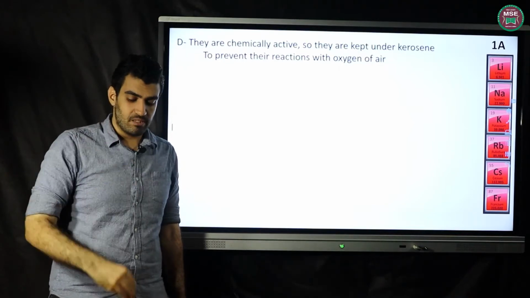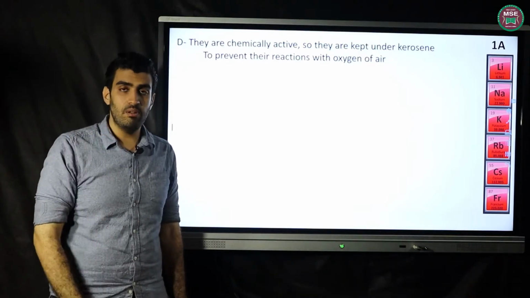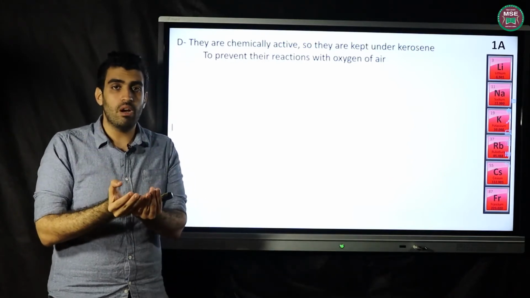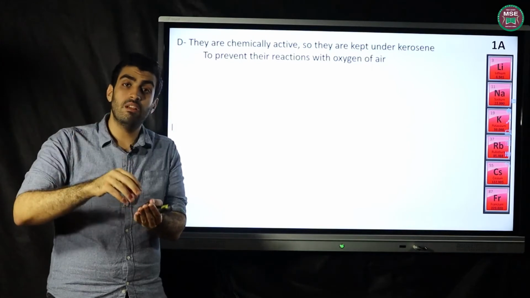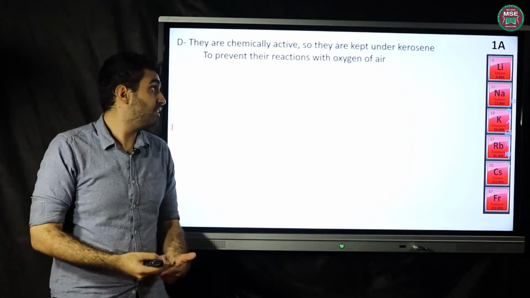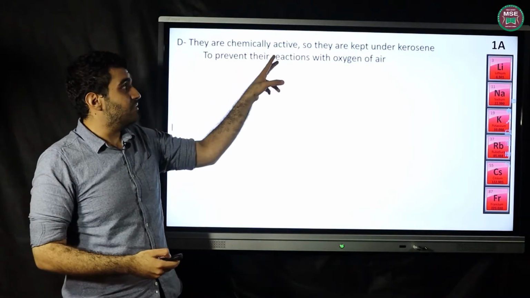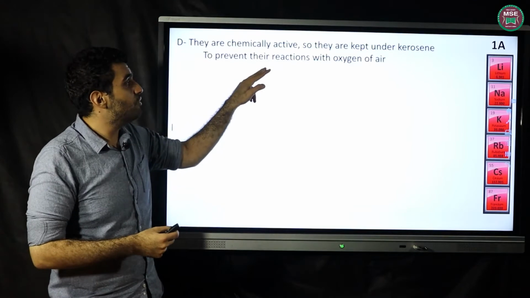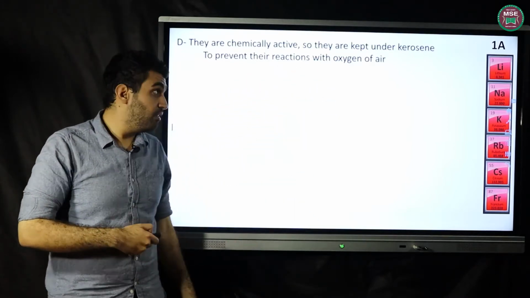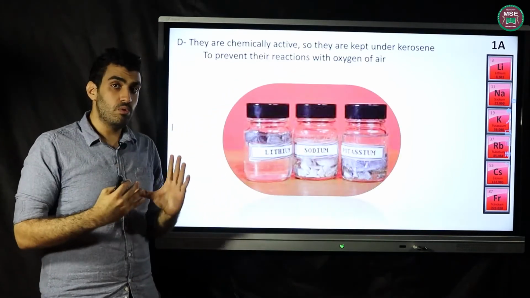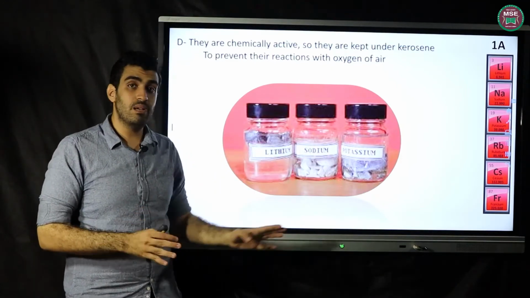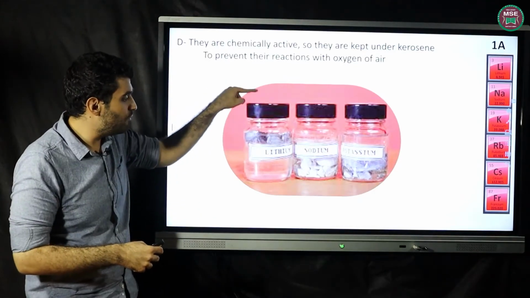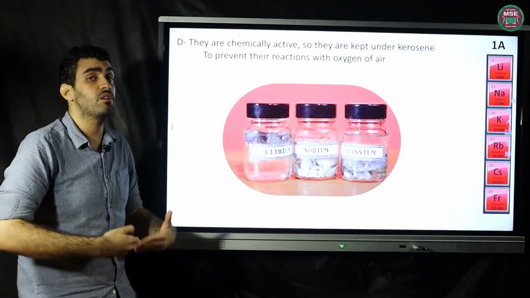When I leave it on the table for about 1, 2, or 3 minutes, it starts to turn black. Why? Because oxygen of air reacts with sodium, so it reacts very fast. They are chemically active, so they are kept under kerosene, not in the air, to prevent their reactions with oxygen of air. When we store lithium, sodium, or potassium, we put it under the surface of kerosene, to prevent the air from reaching these elements, because they are very active.